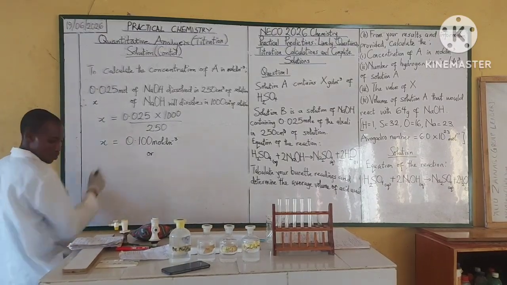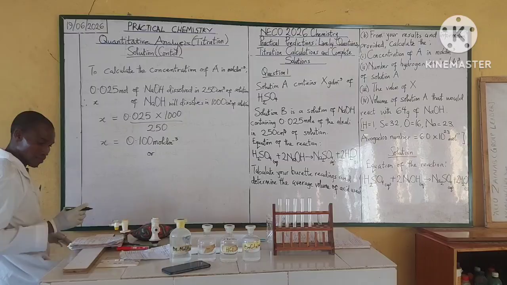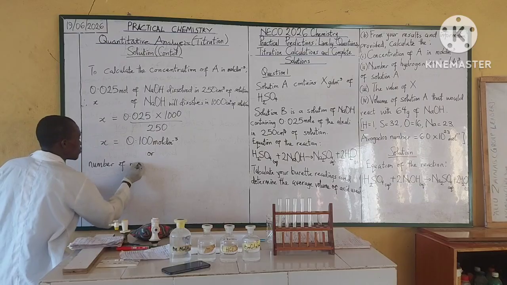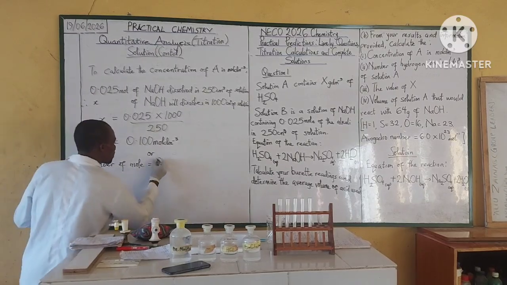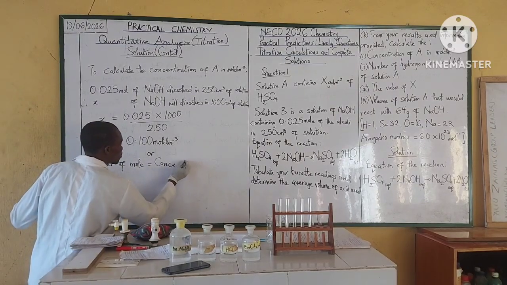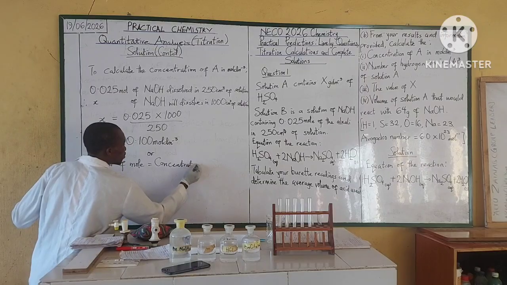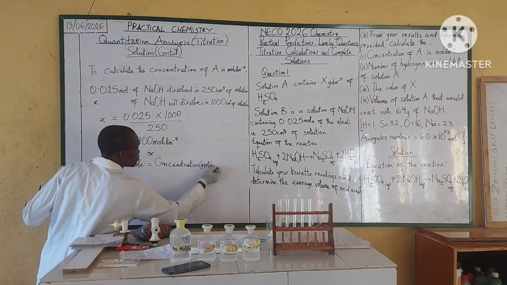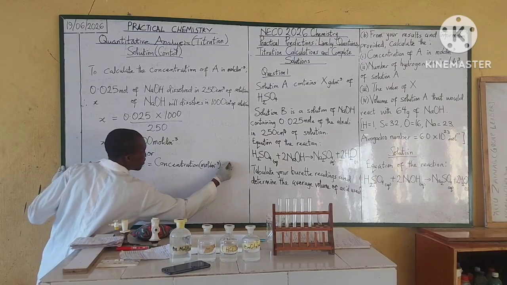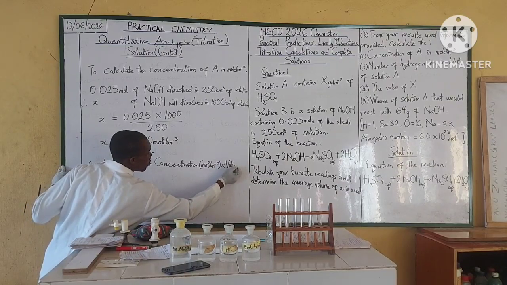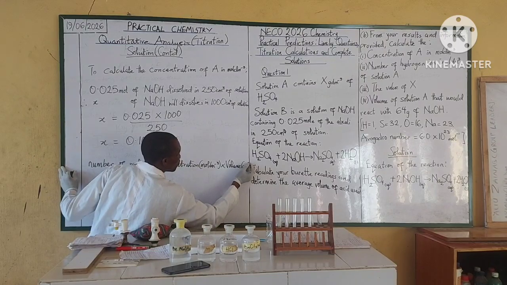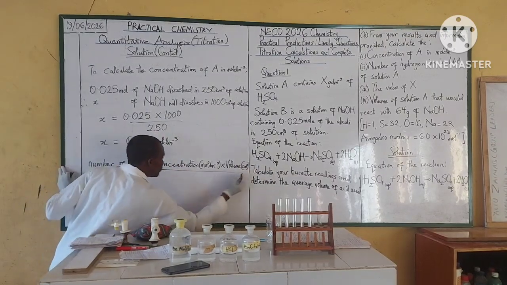Or we can say the number of moles should be equal to the concentration in mole per dm cube multiplied by the volume in cm cube, divided by 1000.